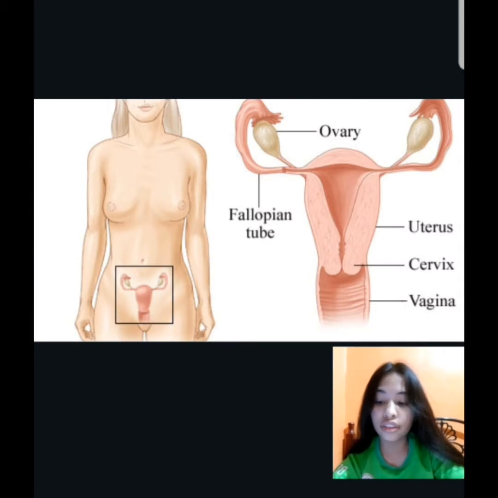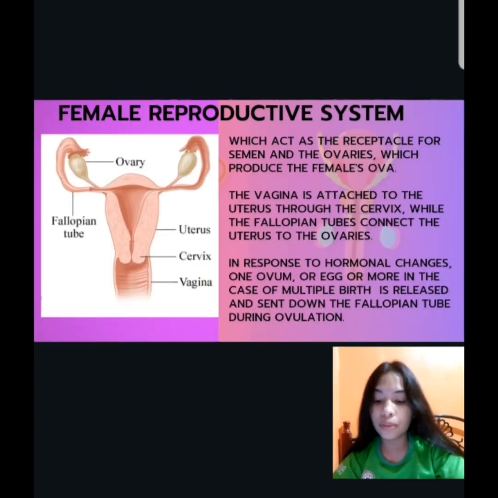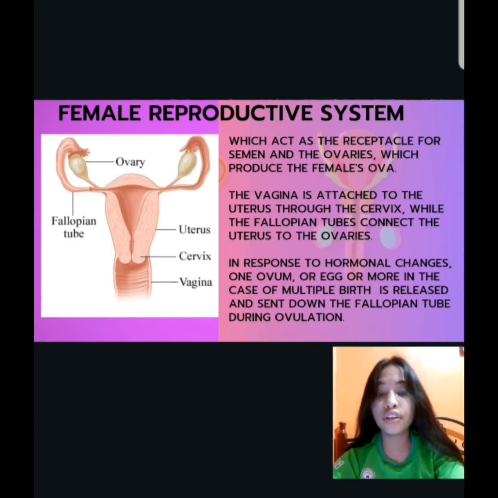The external structures of the female reproductive system include the clitoris, labia minora, labia majora, and Bartholin's gland. The major internal organs of the female reproductive system include the vagina and the uterus, which act as a receptacle for semen, and the ovaries, which produce the female's ova.